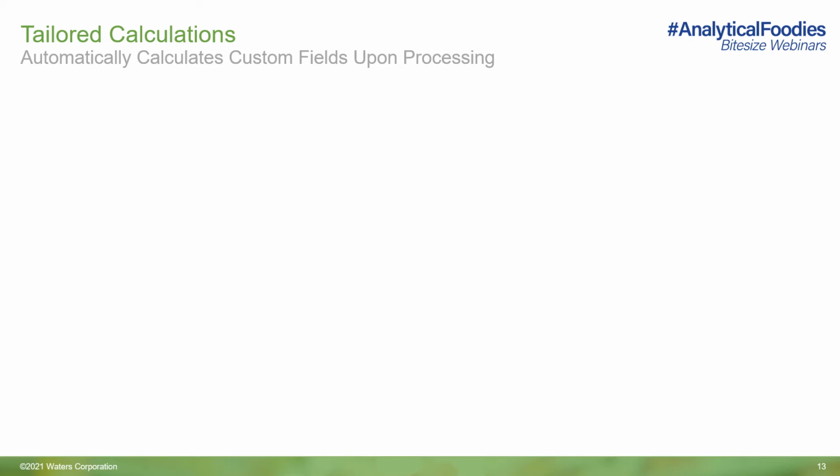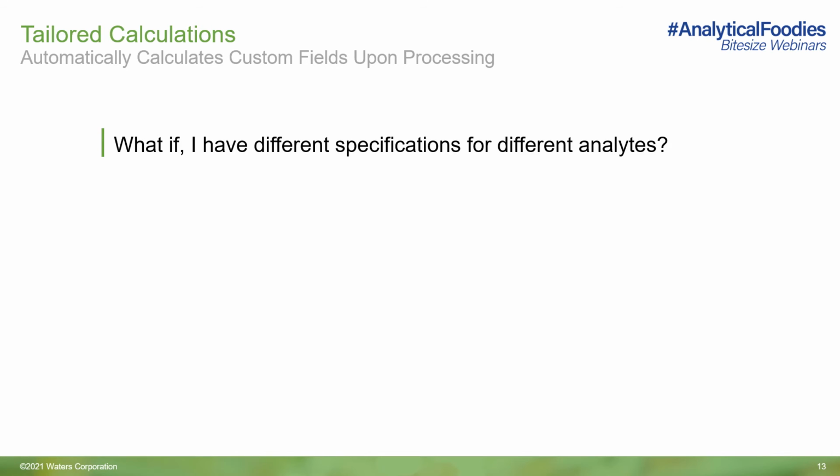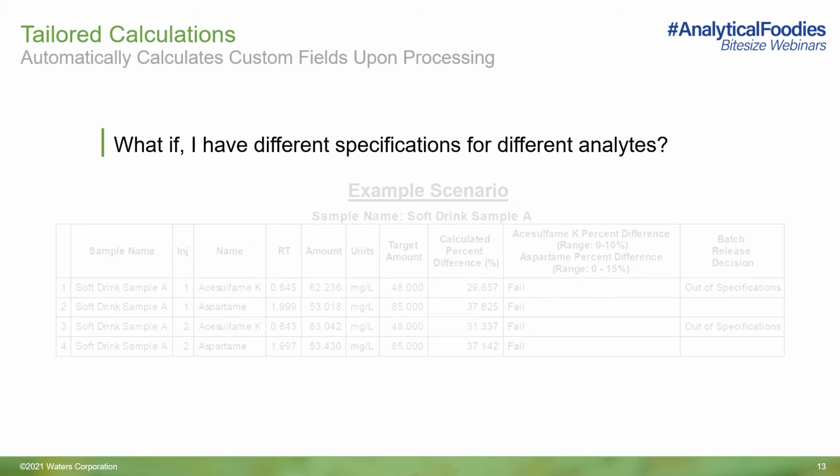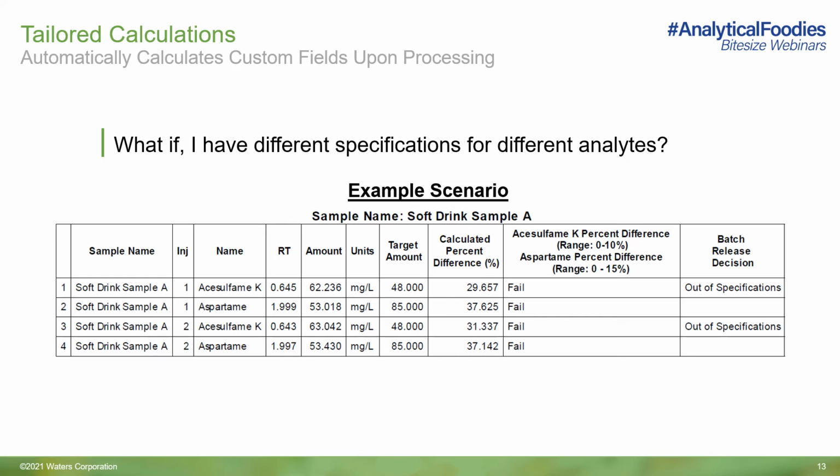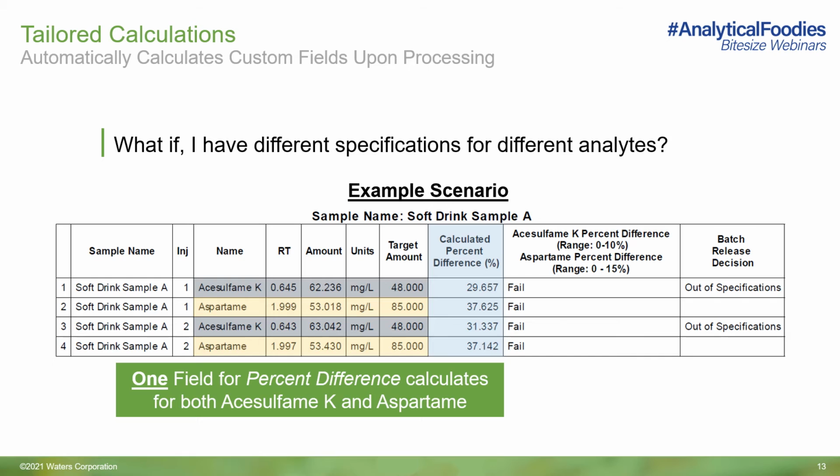That was just for aspartame. What if I have different specifications for different analytes? Here, I have an example of acesulfame K and aspartame with different target amounts. Here, we only need one field to calculate the percent difference for both acesulfame K and aspartame.